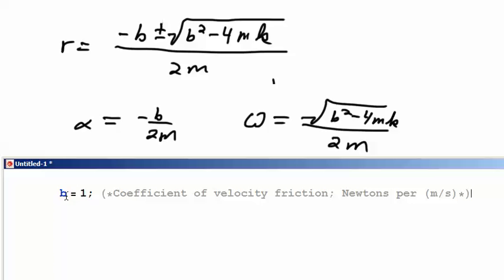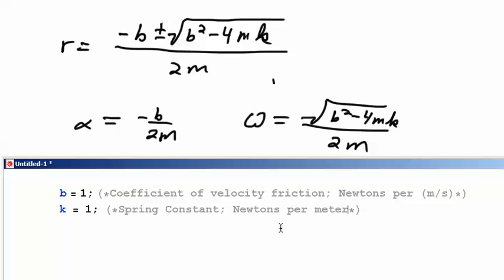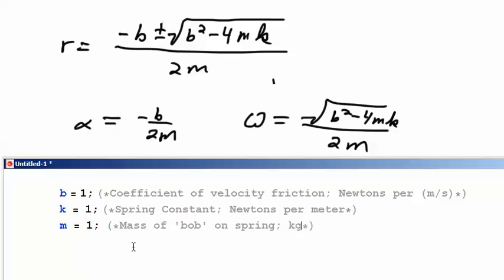So let's show an example. I'll set b equals 1 for the coefficient of velocity friction, which would be in newtons per meter per second. k equals 1 will be the spring constant in newtons per meter. And then m equals 1, which will be 1 kilogram, the mass of the bob on the spring.